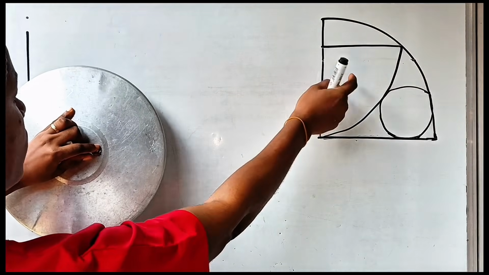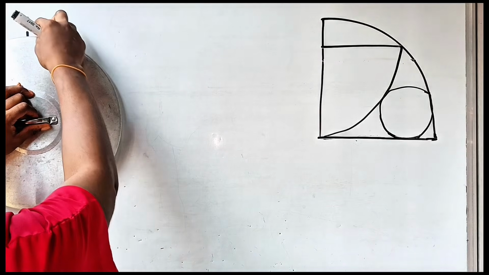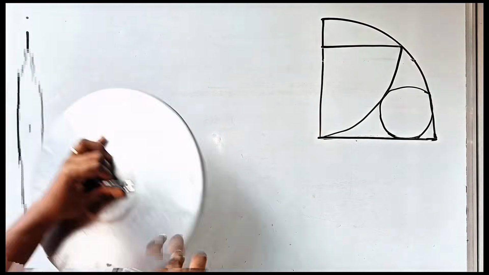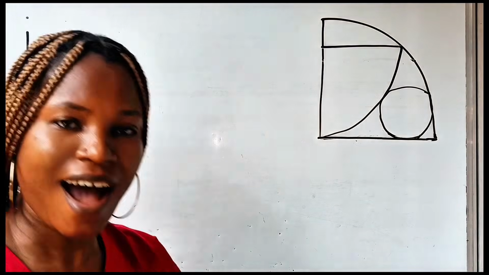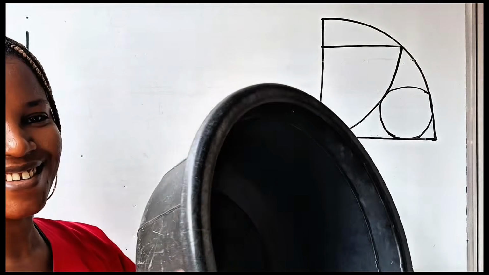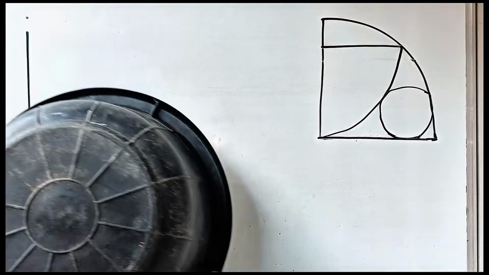So I need this quarter circle, and you can see that this cannot give me up to the quarter that I need. I need something big, right? So, ta-da! Yes, I'm going to make use of this to get the quarter circle, all right?